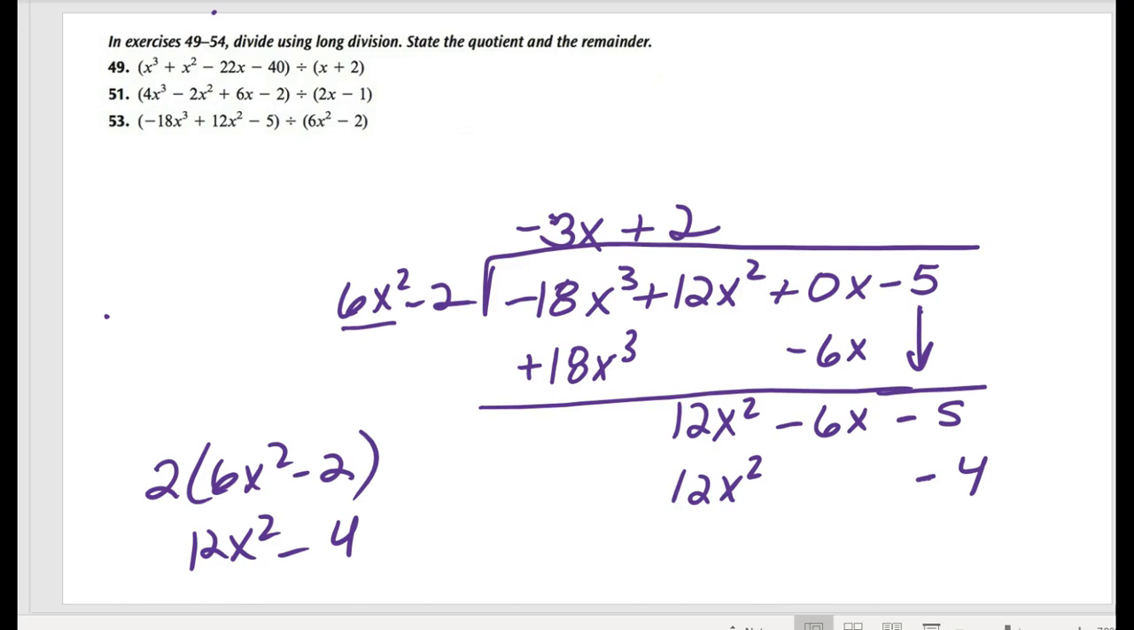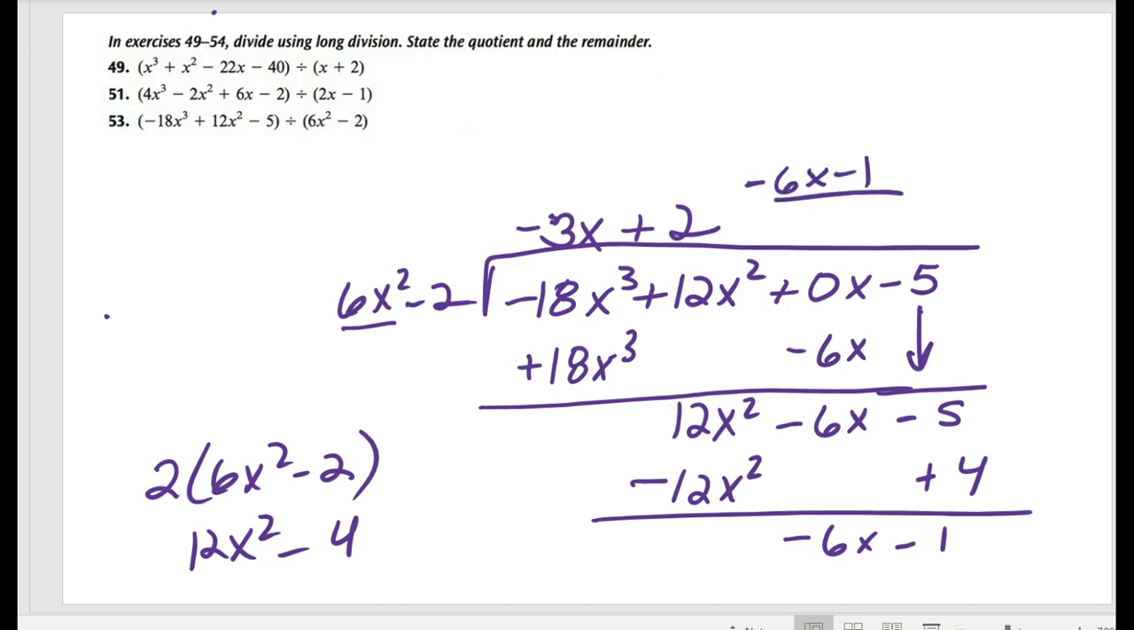Now I had a 12x squared minus 4, so I'm going to distribute the minus like this. 12x squared minus 12x squared is 0. Negative 6x, and there's nothing to add to it or subtract, and then negative 5 plus 4 will give me a negative 1. Okay? Now, negative 6x, I can see is a lower degree than our divisor, so I cannot divide that into it. So instead, I'm going to take my remainder, and I'm going to put it over my divisor, and I'm going to add it to my quotient.